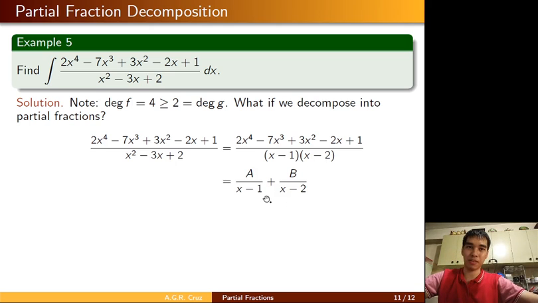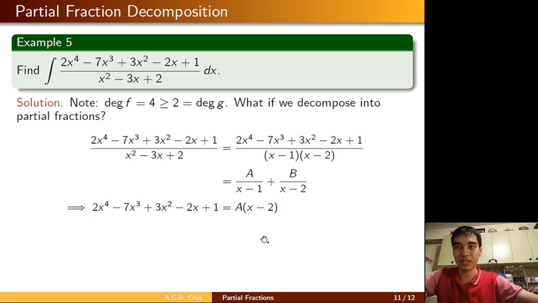And then let's do the process we did earlier of comparing coefficients. So clearing denominators, again, you'll be left on the left-hand side with this numerator here. That's now equal to what happens when you multiply this by x minus 1 times x minus 2. For the first term, magka-cancel out yung mga x minus 1. You're left with a times x minus 2. Tapos for the second term, yung matitira sa inyo is b times x minus 1.